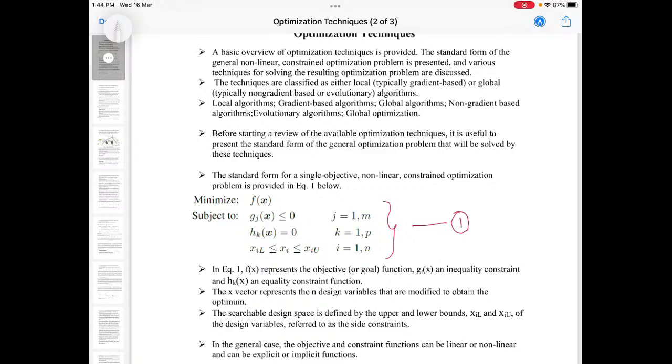So, constraints are a limit. There is a limit to which a particular input can be given, or a particular change can be made.